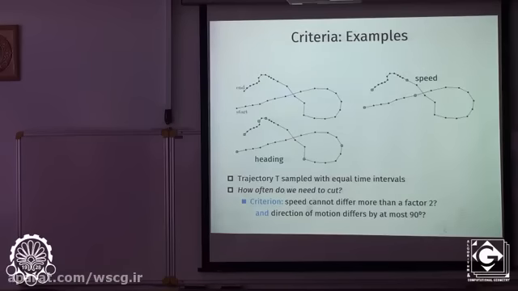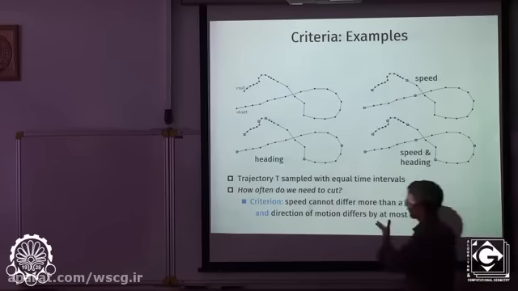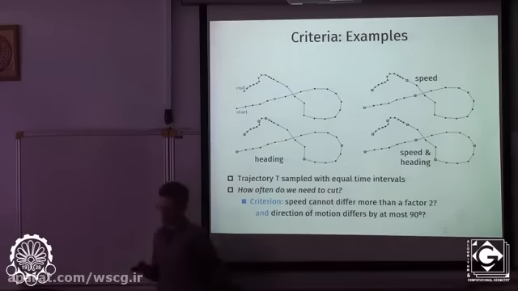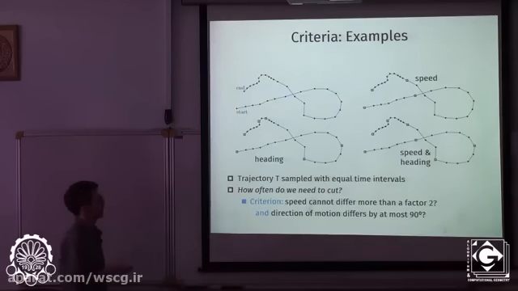But we can also make more complicated criteria. We can also combine these criteria. So for instance here I could now ask maybe on every segment I want to have my speed constraint but also a heading constraint, and in this case I would get a segmentation like this. So those are valid segmentations, in this case also minimal segmentations.